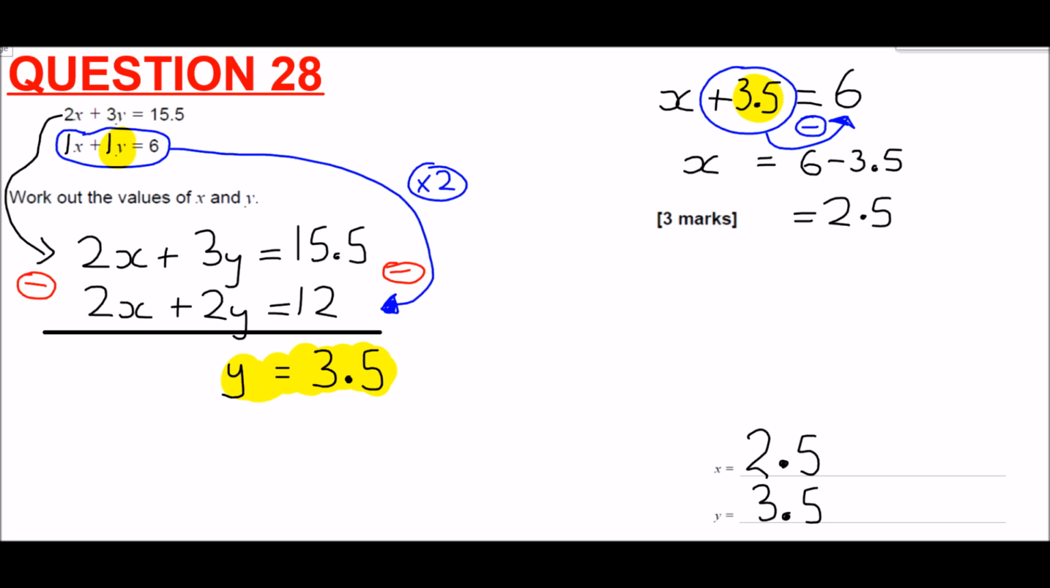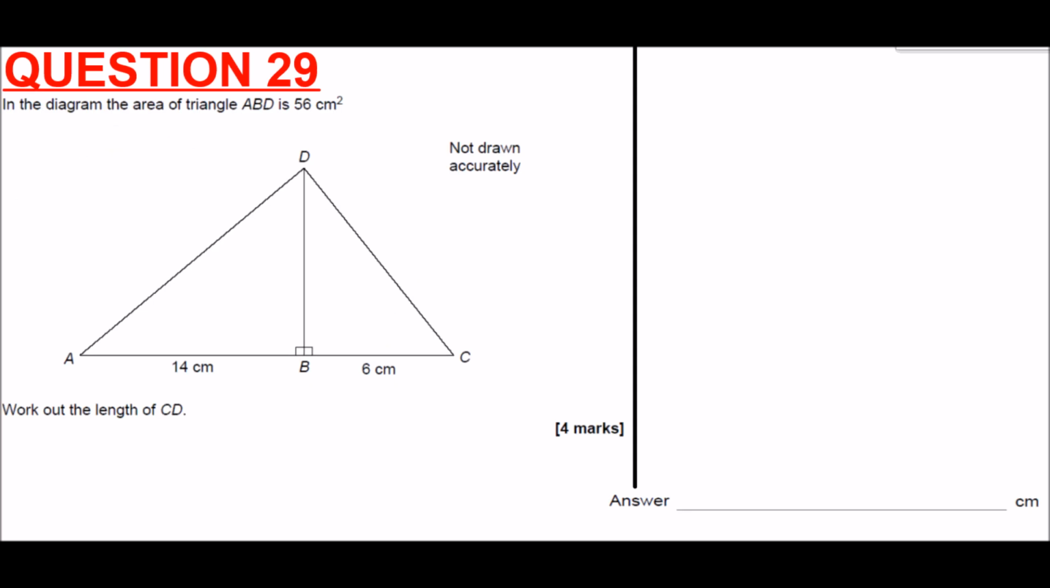Now we move on to the final question of the paper. So don't expect it to be easy. It says in the diagram the area of triangle ABD is 56 centimeters squared. Now ABD just means the triangle we get from moving from A to B to D. So from A to B to D is just this triangle here. So it's not the whole triangle, it's just one on the left hand side.